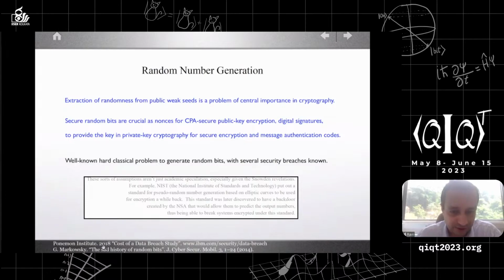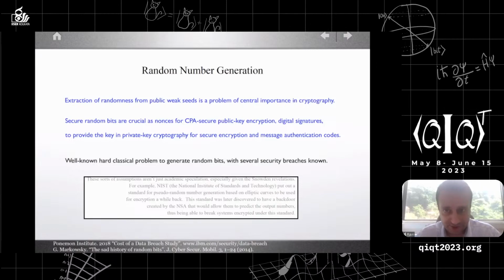And you can look at some of this literature, especially this paper in the Journal of Cybersecurity. You can look at how security breaches are achieved when the random bits are not perfectly random, or if some part of the randomness is known to the adversary. So of course, you're familiar with random bits as being important also in randomized algorithms, in gambling scenarios, in Monte Carlo simulations, etc.